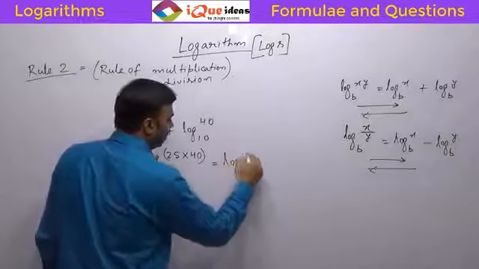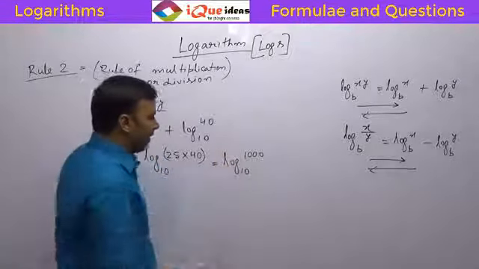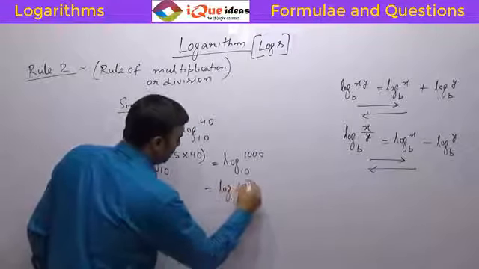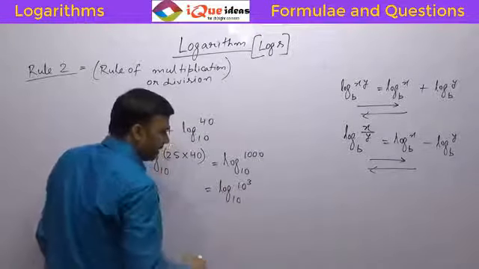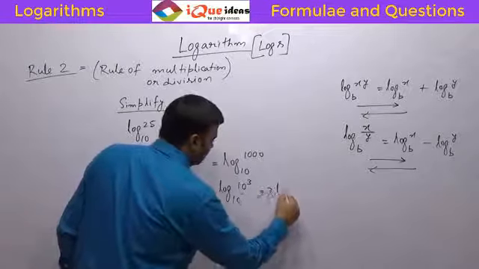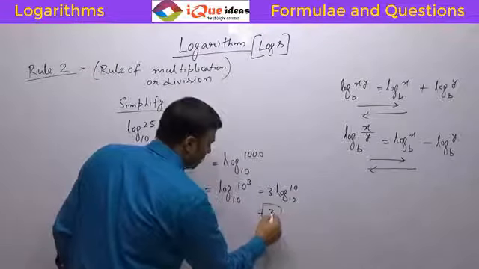So log of 1000 to the base 10. Now see, 1000 is 10 to the power 3. So it becomes log of 10 to the power 3 to the base 10. Right? So this 3 comes outside. So we have 3 log 10 to the base 10, which is 1. So the final answer of this question would be 3.